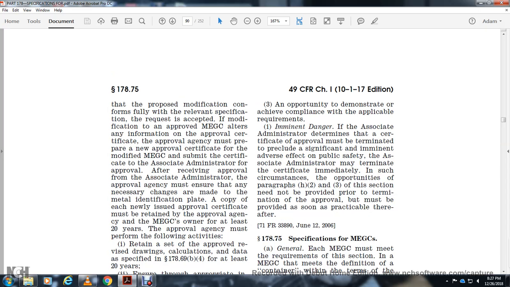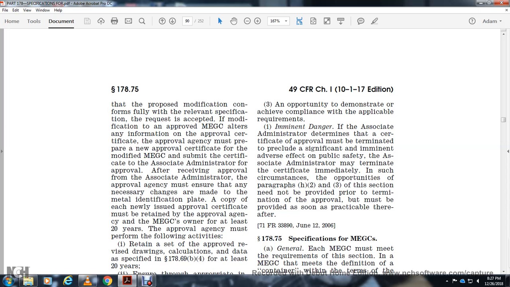Approval of the MEGC that alters information. Approval certificate: the approval agency must prepare the new approval certificate for the modified MEGC and submit the certification to the associated administrator for approval. After receiving approval, the associated administrator or the approval agency must ensure that the necessary changes are made to the metal identification plate. A copy of each newly issued approval certificate must be retained by the approval agency and the MEGC owner for at least 20 years.